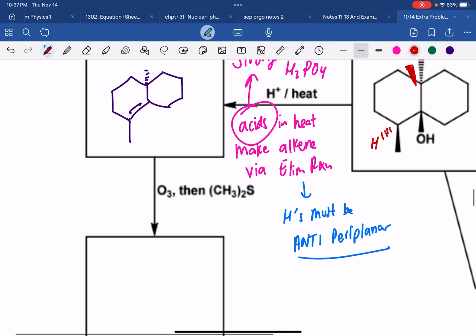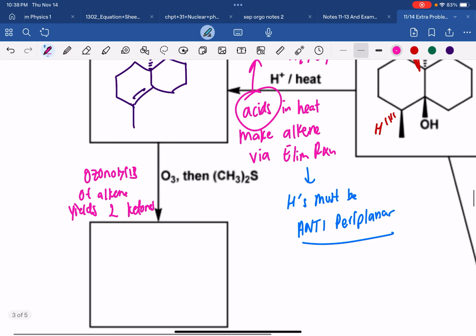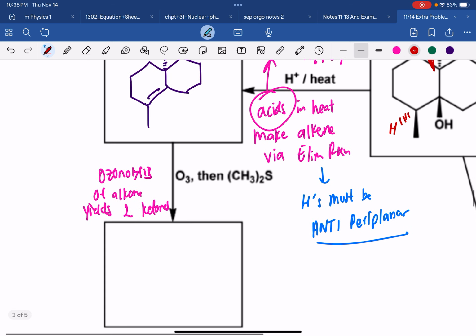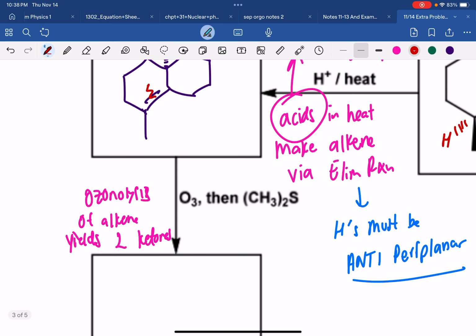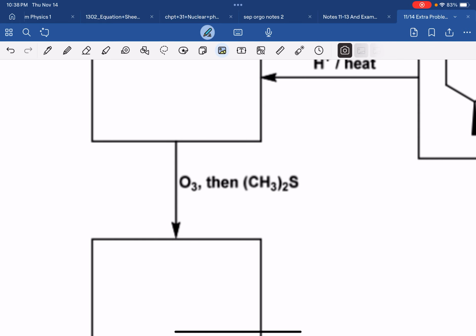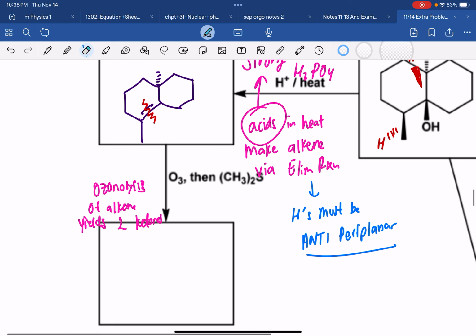Okay, now we can go down to O3, then dimethyl sulfide. So this is the same thing as DMSO if you're confused or worried. So ozonolysis of an alkene yields two ketones, basically. The easiest way to do this is to look at our alkene and just draw a squiggly line through the alkene. And then just put O's on both sides of that.